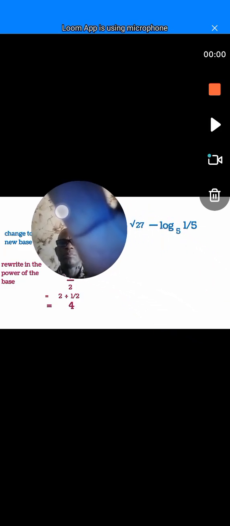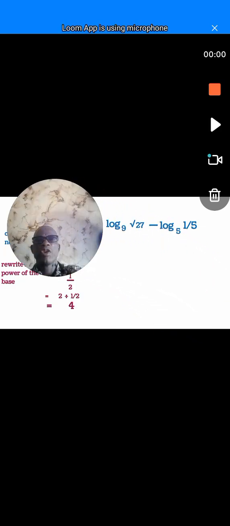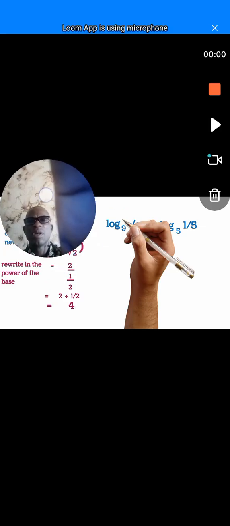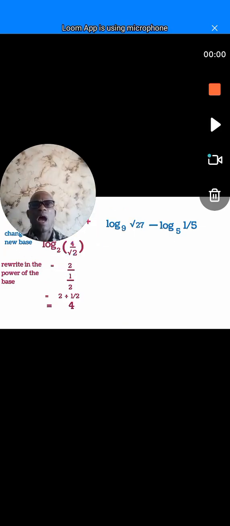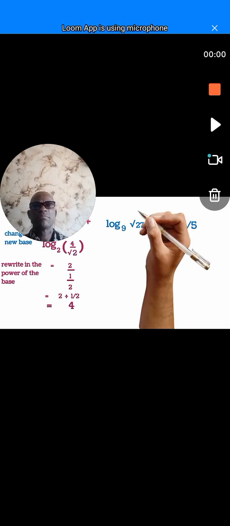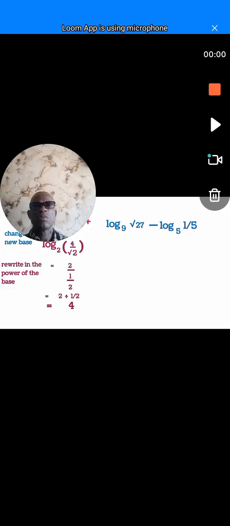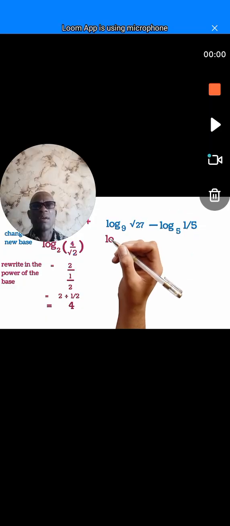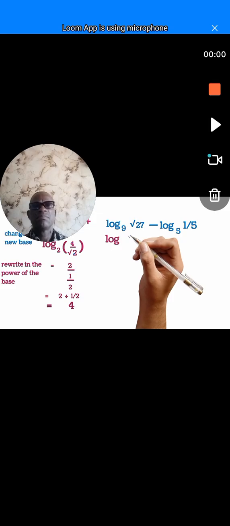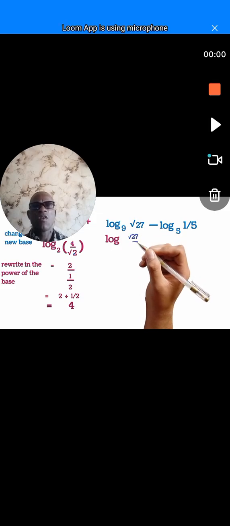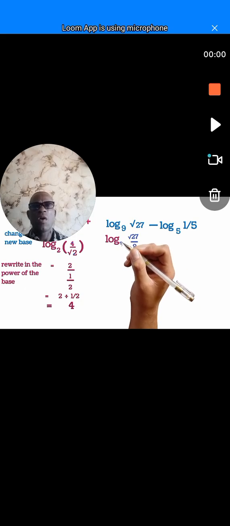Now the same thing we are going to do in this other question. The other question says log root 27 over log 9, all in base 3. Log root 27 over 9, all in base 3.